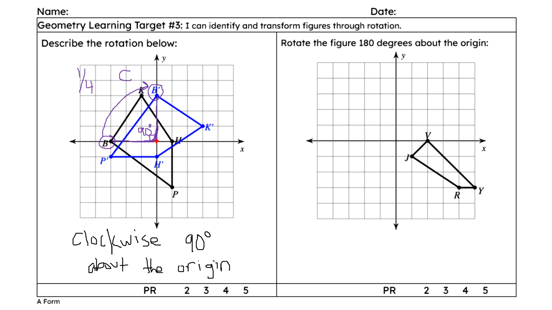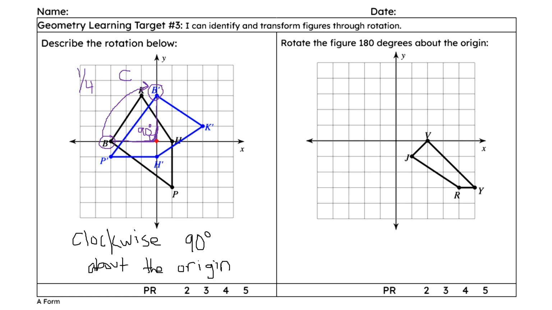All right, so now let's take a look at this next problem. The first one you had to just say what happened to the shape, and the second one you actually have to do something to the shape. So I would like to rotate this figure now 180 degrees around the origin. So that's going to be 180 is a half turn.